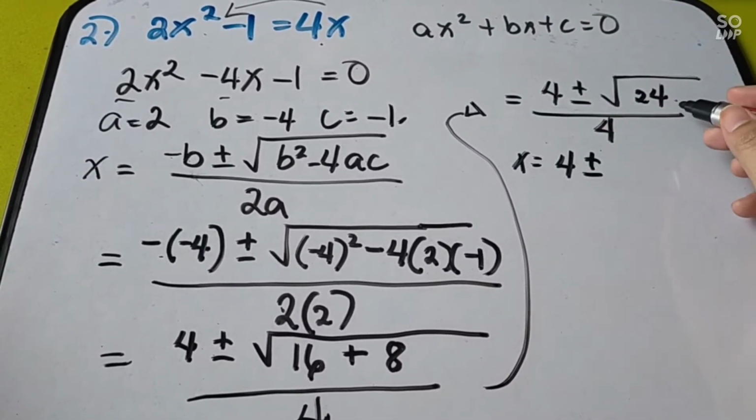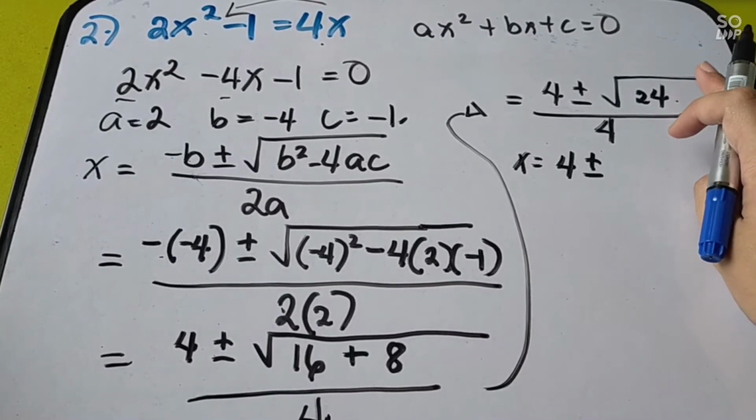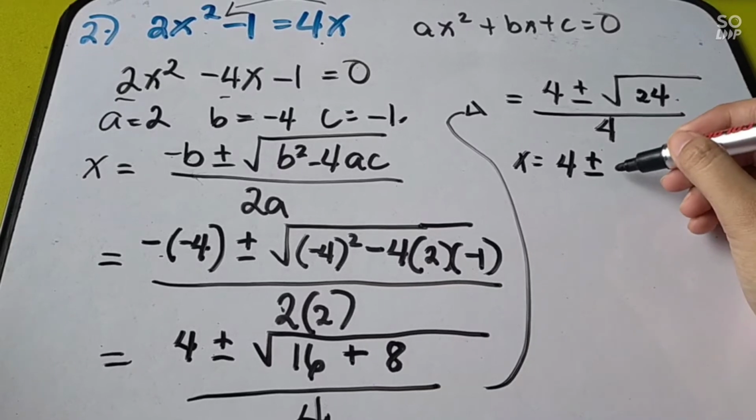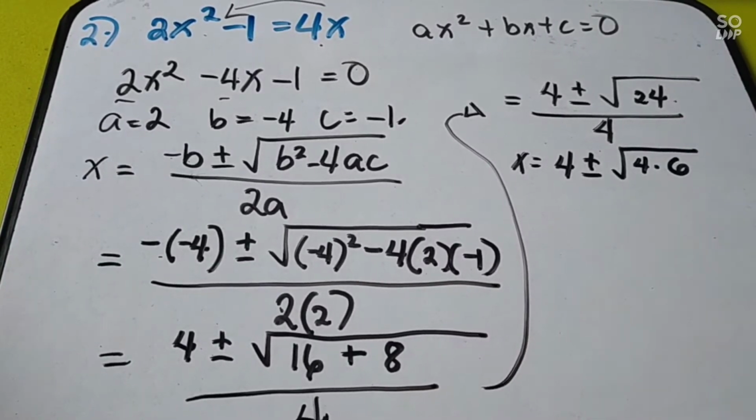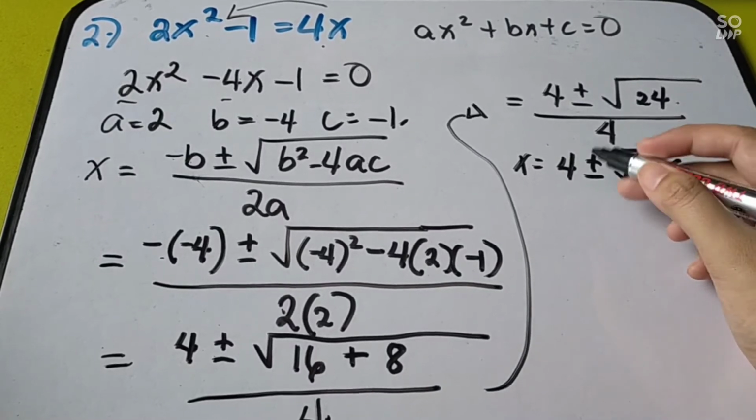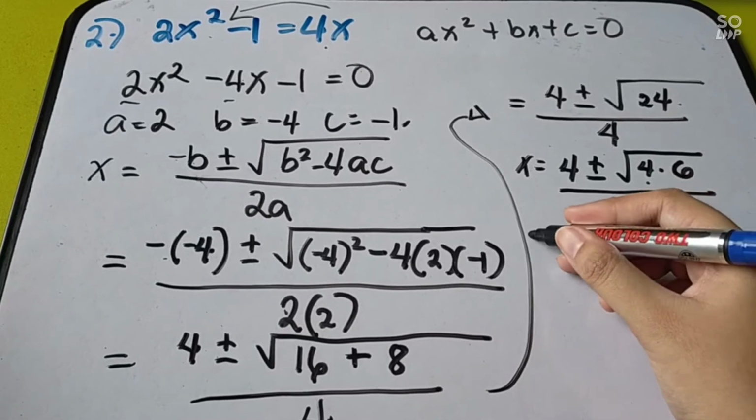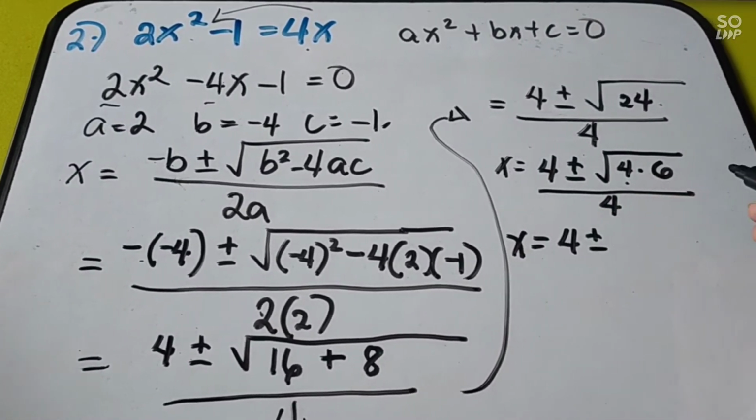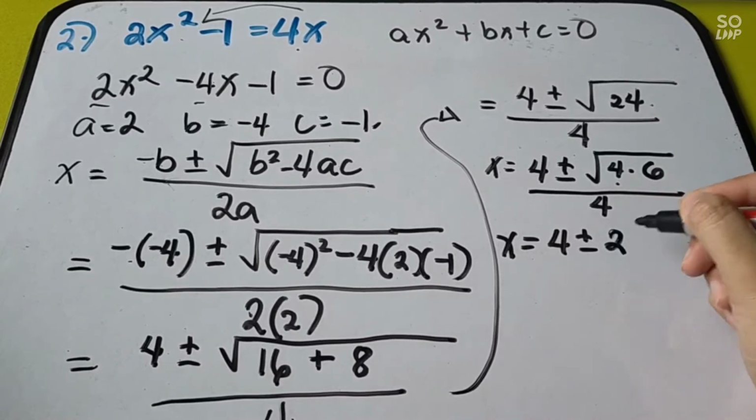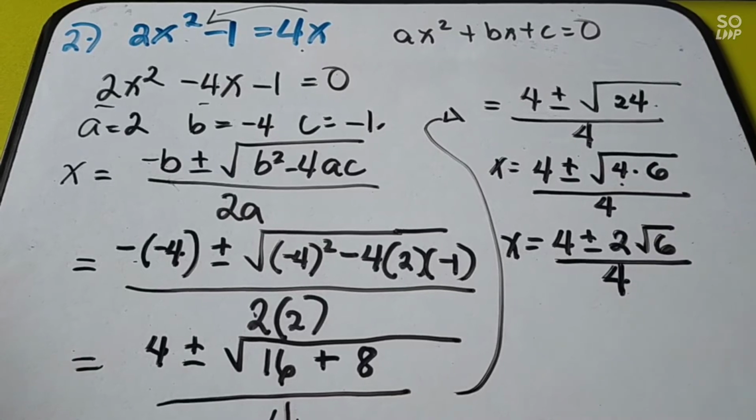Positive and negative. 24 is not a perfect square. So, you need to find 2 factors na ang isa ay perfect square ni 24. So, we have 4 times 6. So, ang square root ni 4 ay 2. Ilalabas natin yan mamaya. Then, just copy over 4 here. So, x is equal to 4, positive and negative, ang square root ni 4 ay 2. Labas mo. Then, square root of 6, then, all over 4. Yan.